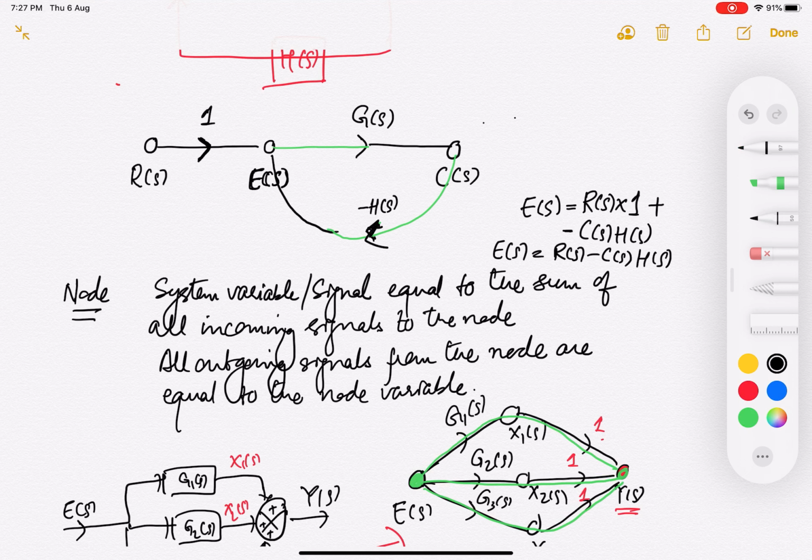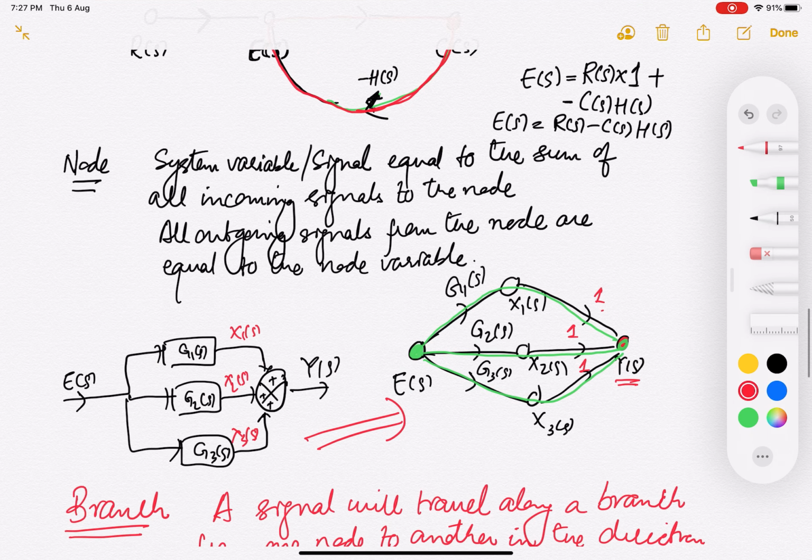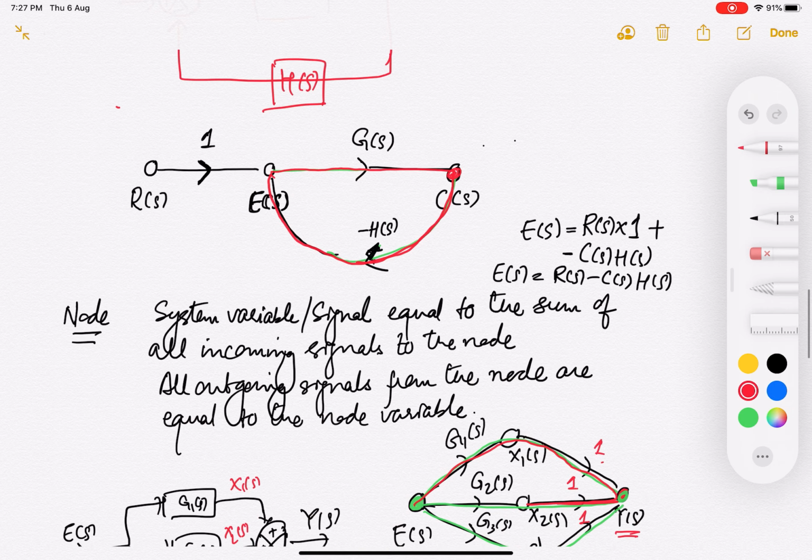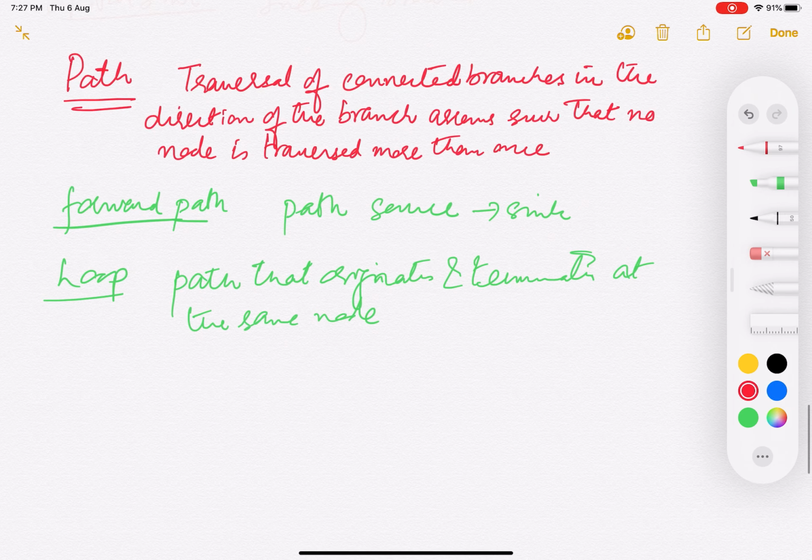See, you start from this point and you have to traverse in the direction of the arrow, because that is the definition of the path, and then you come back to the same point. So you have a loop here. But you cannot have a loop in this. You cannot go like this and come back like this, because you would not be traversing in the direction of the arrow. So there is no loop in this, but there is a loop in this, because a loop is a path that originates and terminates at the same node. So you have to traverse in the direction of the branch.